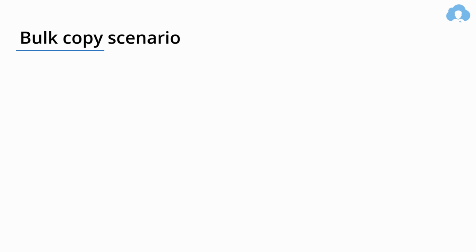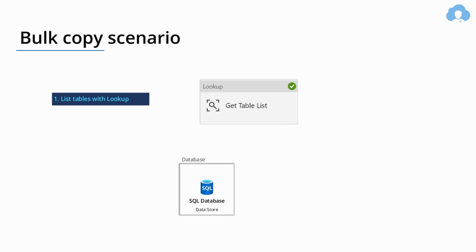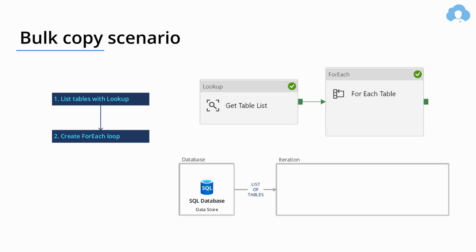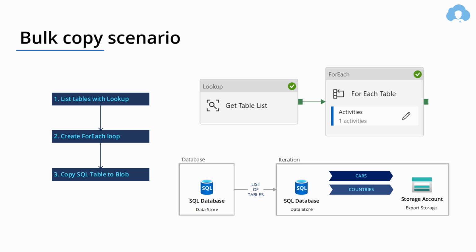So the plan for the demo today is like this. First of all, we're going to be listing tables from SQL database using a lookup activity. Next, we're going to iterate over the results returned from the SQL server. And for each table within the iteration, we're going to do a simple copy extraction. So we're going to extract data from SQL database into a CSV file on a storage account.